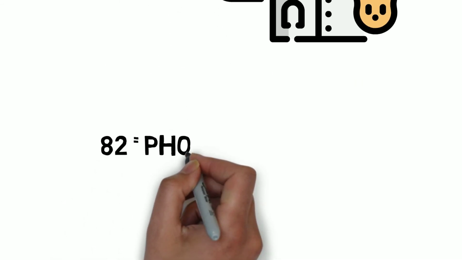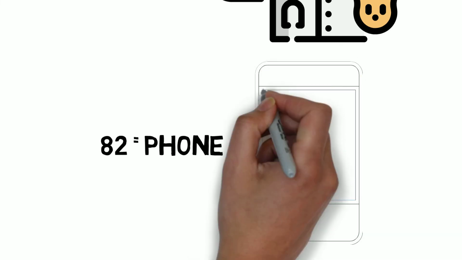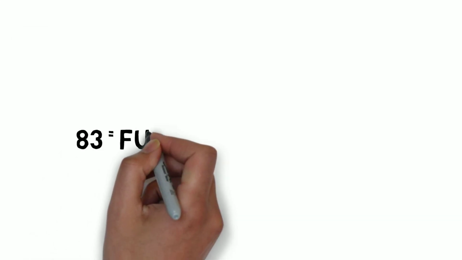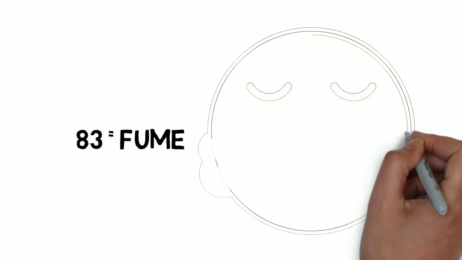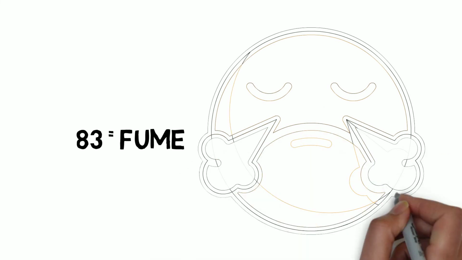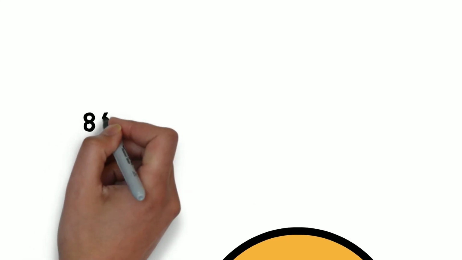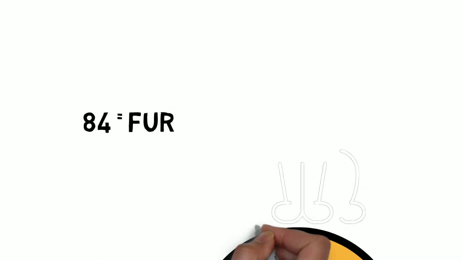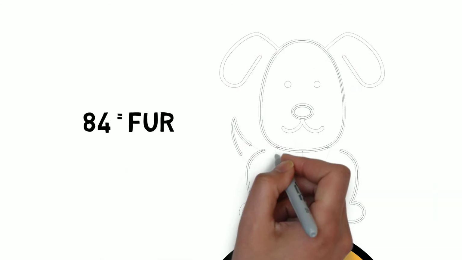For 82, I use the word phone. I picture myself using my smartphone. For 83, my peg word is fume. I visualize fuming with rage. With 84, fur is my peg word of choice. I simply imagine looking at beautiful fur for 84.